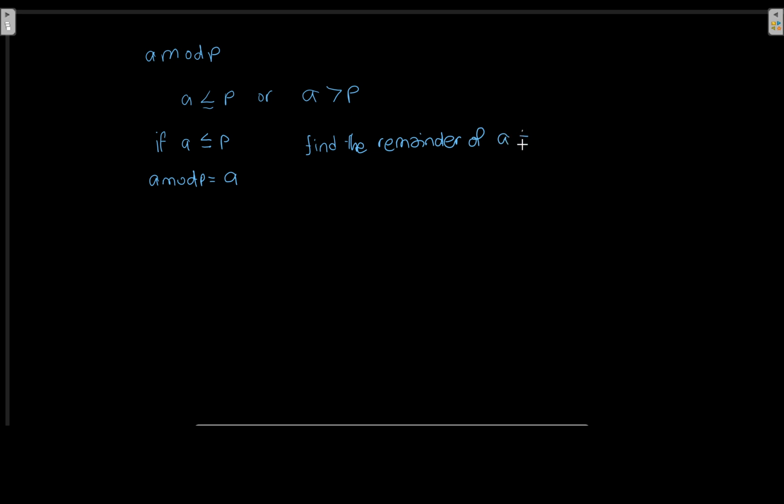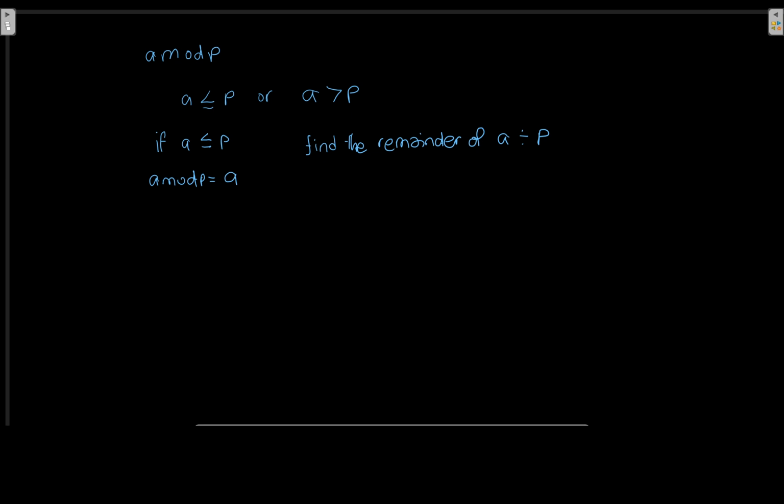So assume that we want to find the value of A mod P. Then we have to find whether A is less than or equal to P, or A is more than P. If the value of A is less than or equal to P, then the value of A mod P is simply A. However, if the value of A is more than P, then you have to find the remainder of A divided by P.